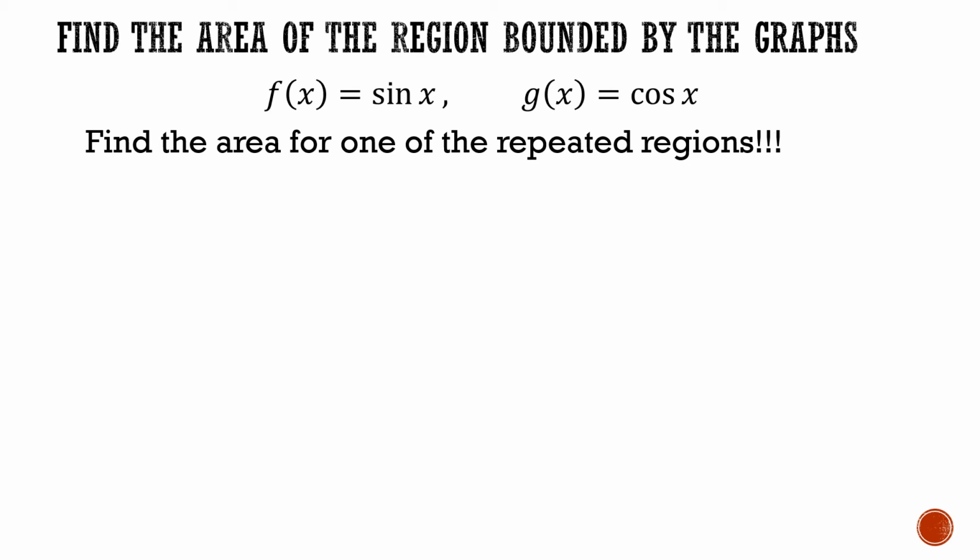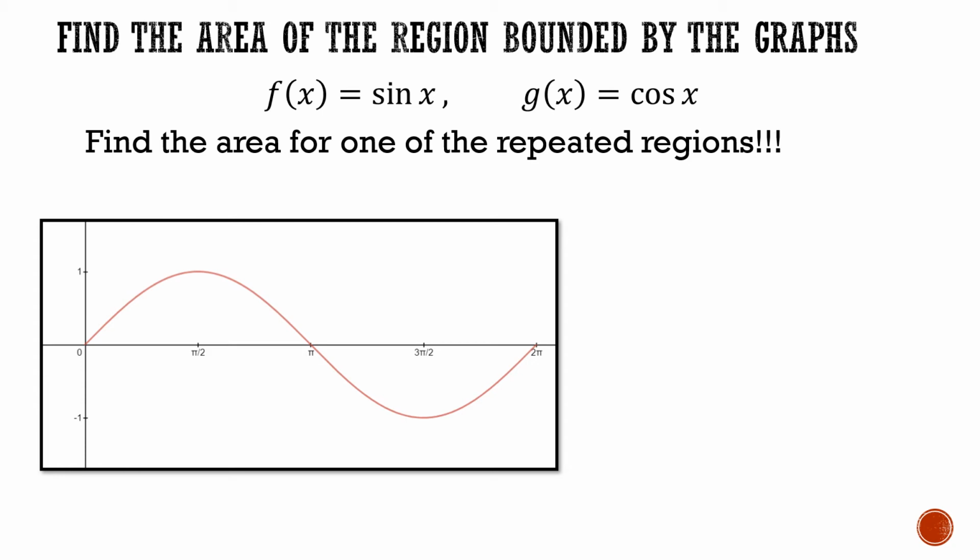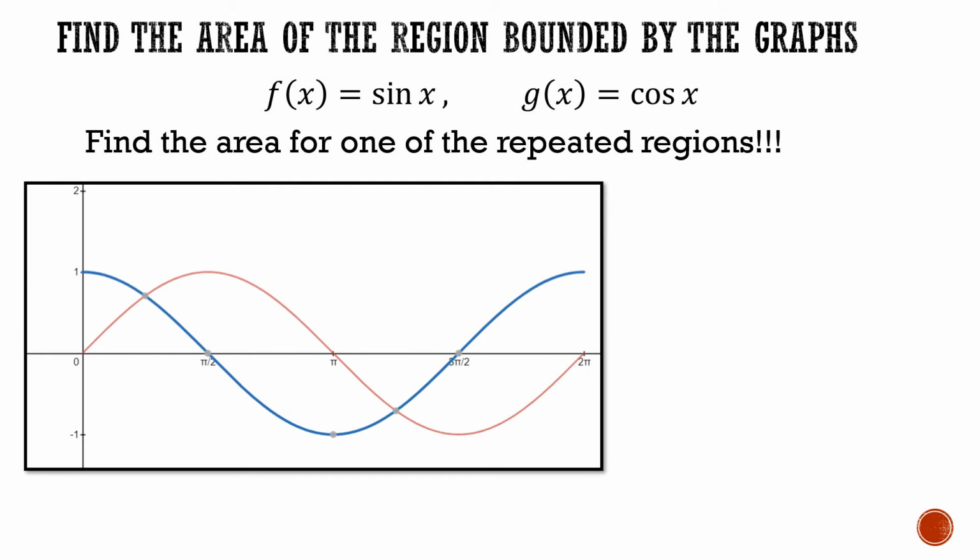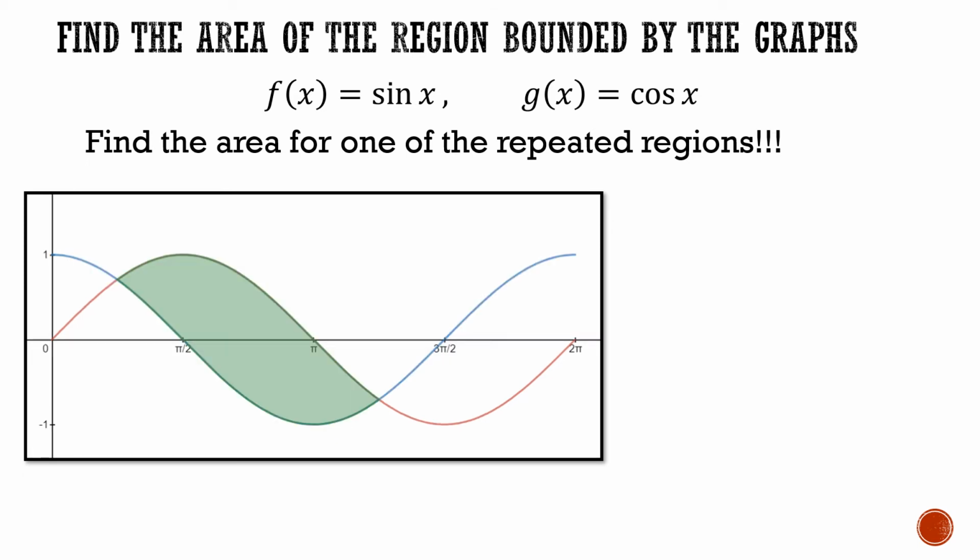So again, just like in the previous examples, I'm going to graph my functions. So I start by graphing sine of x, and again, just remember from your pre-calculus class, sine starts at 0, goes up to 1, back to 0, down to -1, back to 0. And then I'm going to graph my cosine function. And so remember, cosine starts at 1, goes down to 0, then down to -1, and then back up. And so you can see that I have a region that's intersected by these two graphs. And so that region I have colored in green.